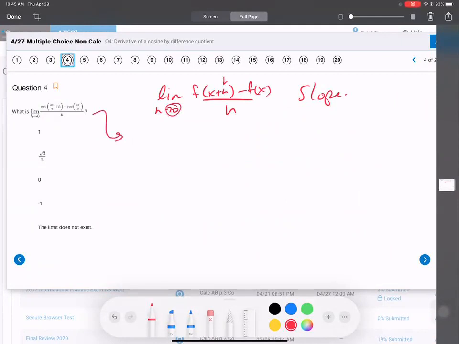So this is just the same as the derivative of cosine of x, and then we're going to plug in 3 pi over 2.